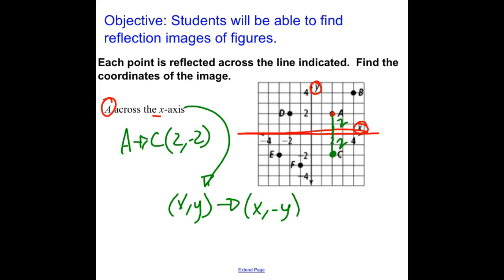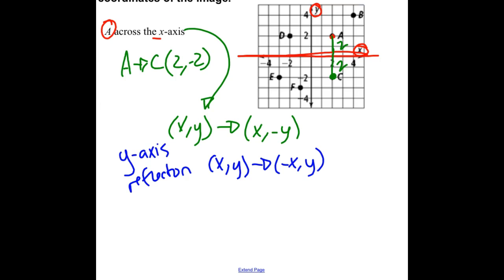That was our rule for reflecting in the x. Why don't you try and write your rule for reflecting in the y? Pause the video here and try to write the rule for reflecting in the y-axis. And our y-axis reflection is that the ordered pair (x, y) goes to (-x, y), so the opposite of x, and y remains the same. If you got that one, good job.